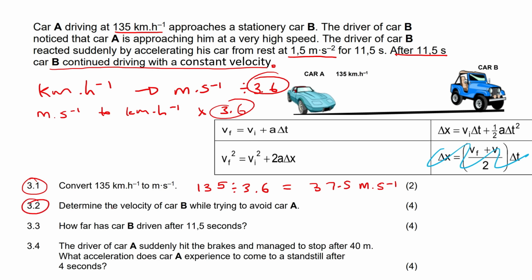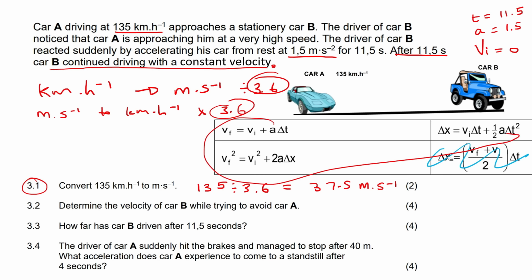This question, determine the velocity of car B while trying to avoid car A. All right, so we know that car B starts at 0, so that's its initial velocity. We know that it has an acceleration of 1.5, and we know that it's going to drive for 11.5 seconds. So now we've got to try to see which equation of motion would be best. So we have the initial velocity, we have the acceleration, and we have the time. So we could just use this formula, but you could use others. Oh no, we don't actually know the displacement. Okay, yeah, so this would be the best formula.